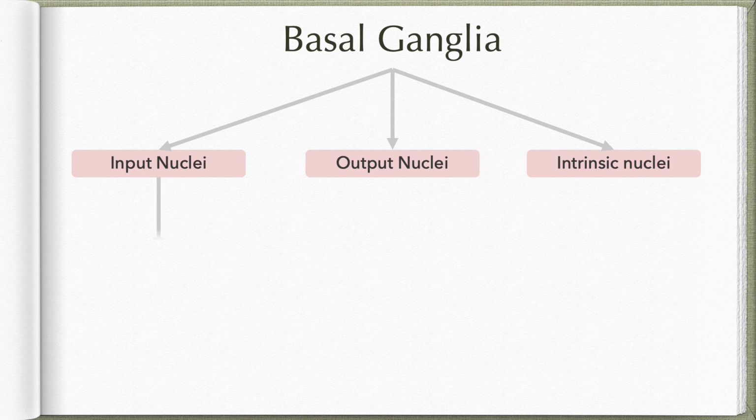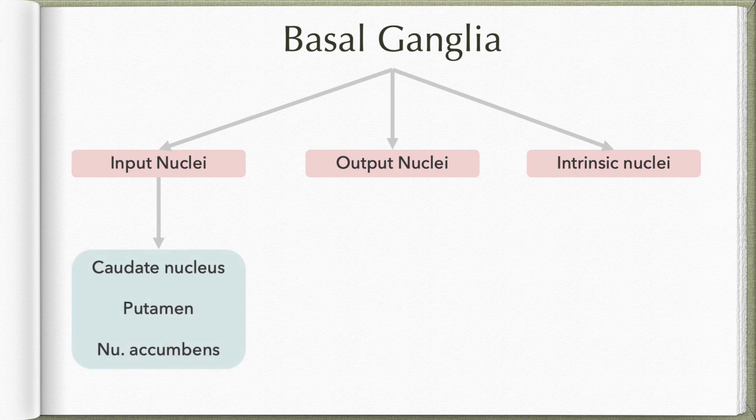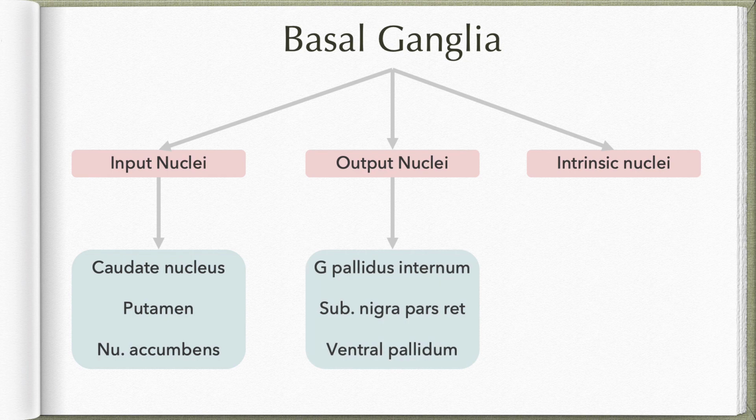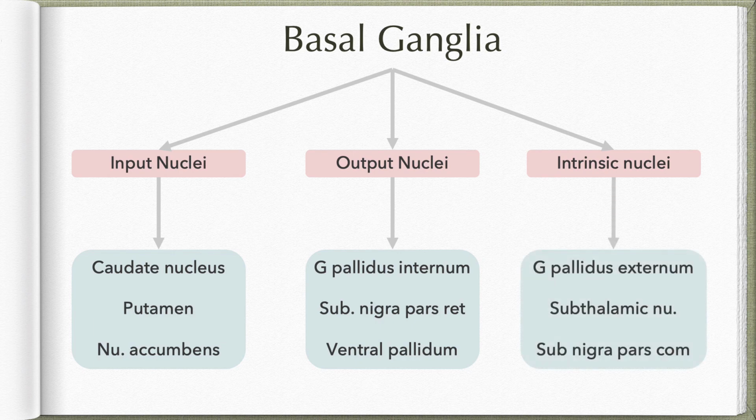Input nuclei include caudate nucleus, putamen, and nucleus accumbens. All these parts were included under the terminology of striatum. Output nuclei include globus pallidus internum, substantia nigra pars reticulata, and ventral pallidum. Intrinsic nuclei include globus pallidus externum, subthalamic nucleus, and substantia nigra pars compacta.